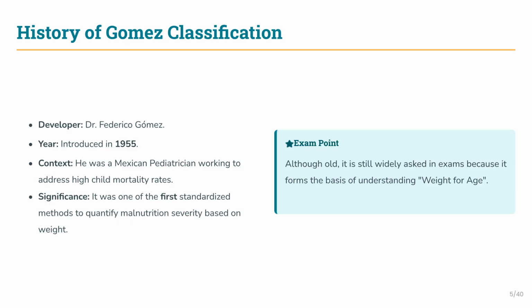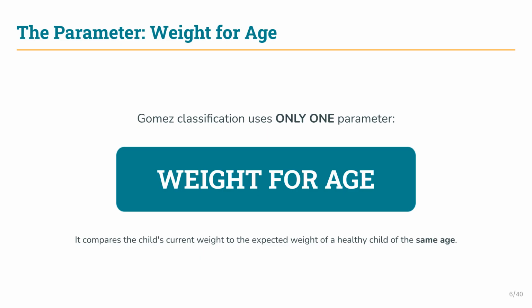over time. The Gomez classification, developed by Mexican pediatrician Dr. Federico Gomez in 1955, was one of the first standardized methods to quantify malnutrition severity based on weight. The Gomez classification uses only one parameter, weight for age. This compares the child's current weight to the expected weight of a healthy child of the same age.